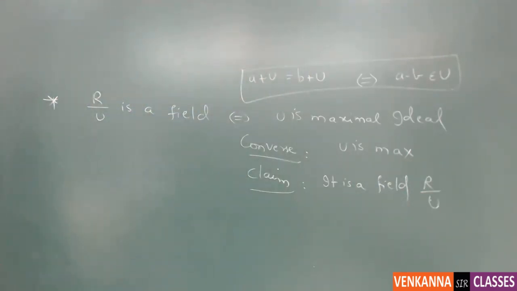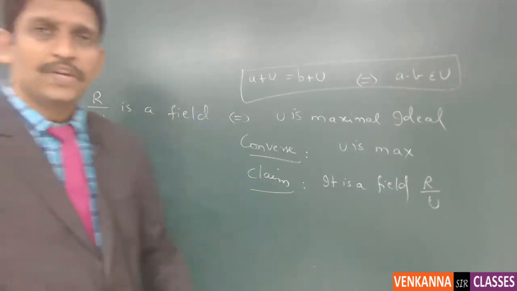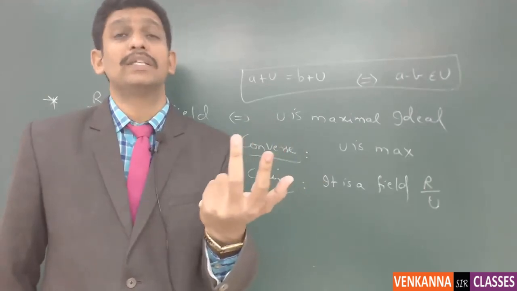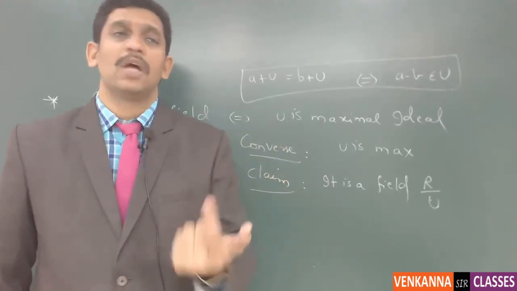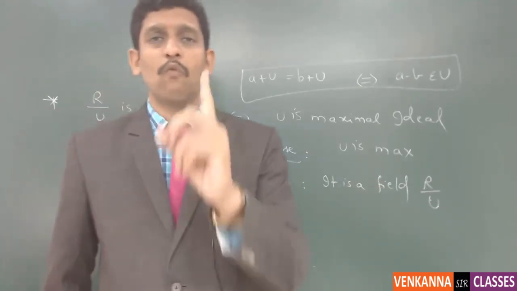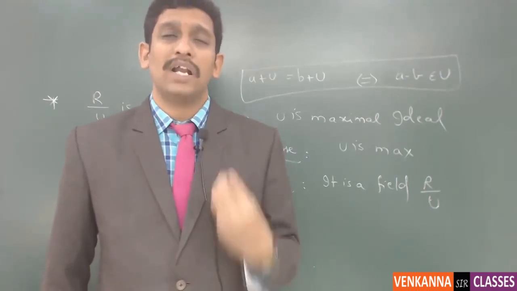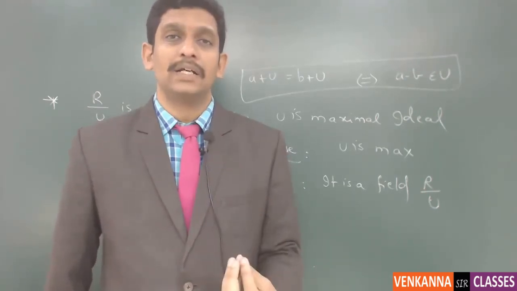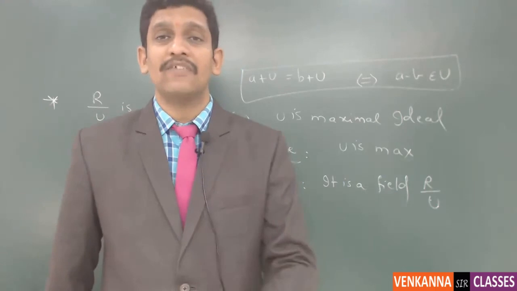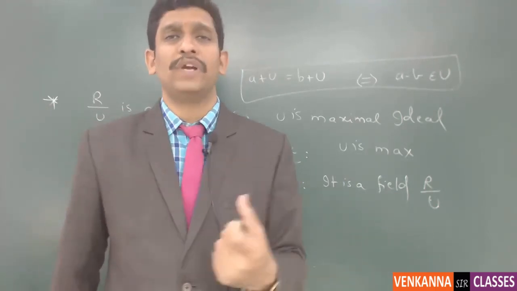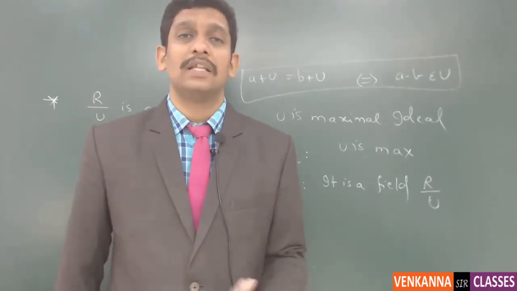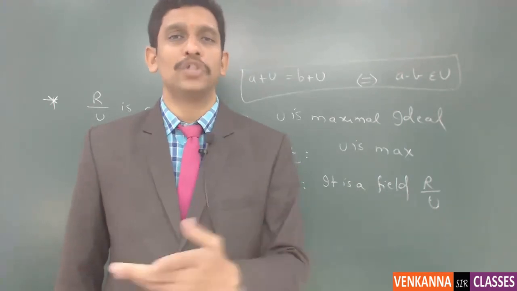So we have to show that R by U is a field. As we know, R by U has very similar properties like R. So it is a ring, it is commutative, it has unity. To prove that it is a field, we just have to verify only one condition: whatever non-zero element you take in R by U, it has an inverse in R by U. So a field's special property is that it has the multiplicative inverse for all the non-zero elements.